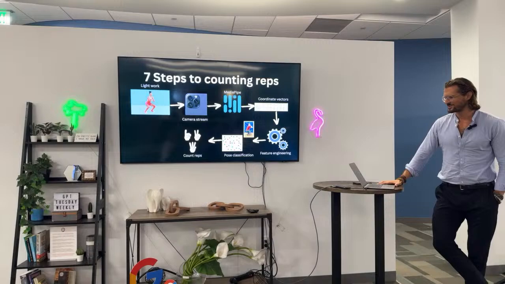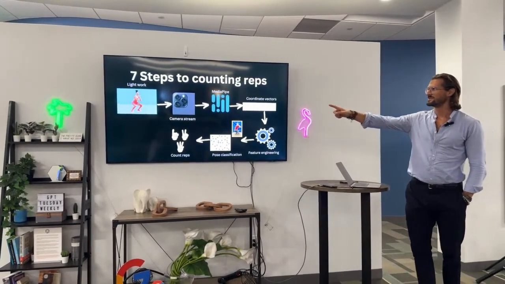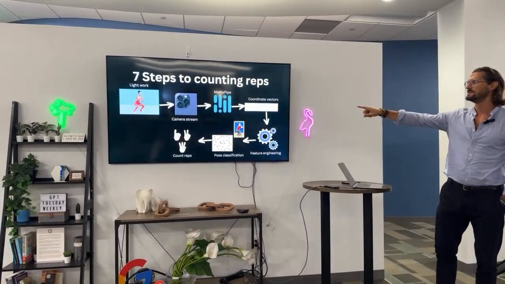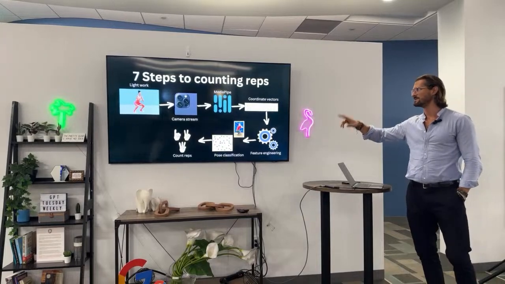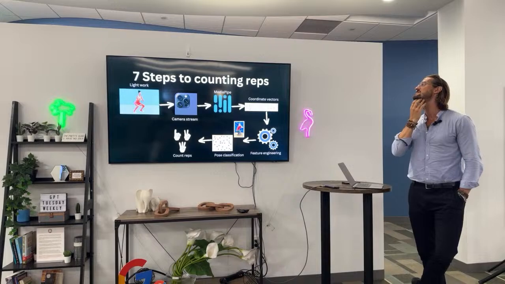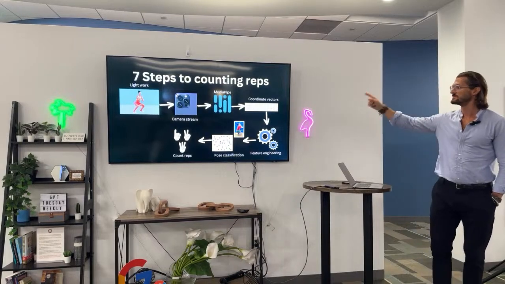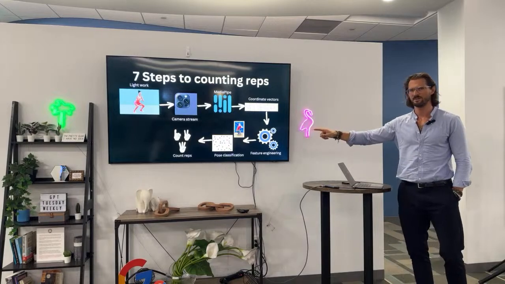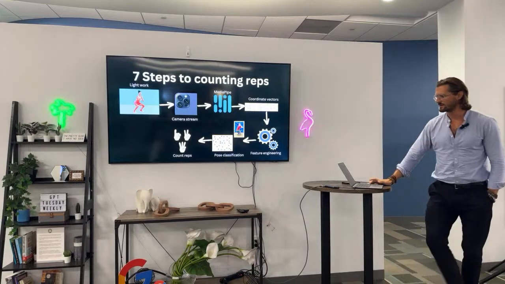So the seven steps to counting reps. Do some exercises. Your phone records a camera stream, sends it to MediaPipe, which I'm going to come to in a second. MediaPipe spits out time series of coordinate vectors. Some feature engineering is done. Classification of poses is done. Rep counting is done. So I'll go through that quickly.